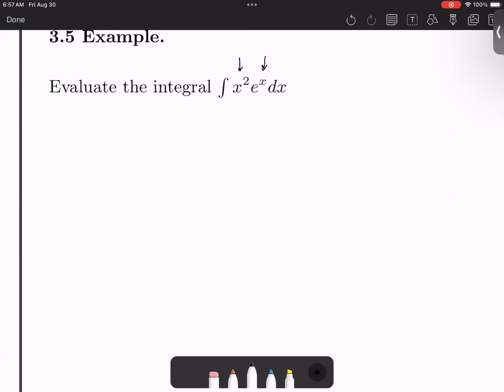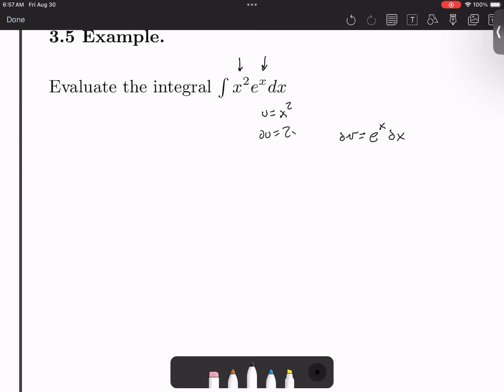If you think about differentiating or integrating x squared, if you integrate it, it becomes something x cubed, right? It gets worse. It becomes more complicated. So if we choose to differentiate it, it will drop down in power and become more simple. So if we perform integration by parts here, I'm going to choose to differentiate the x squared function and anti-differentiate the exponential.